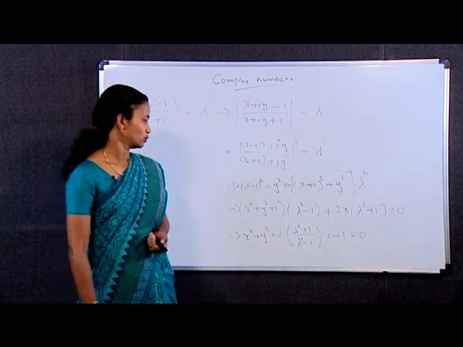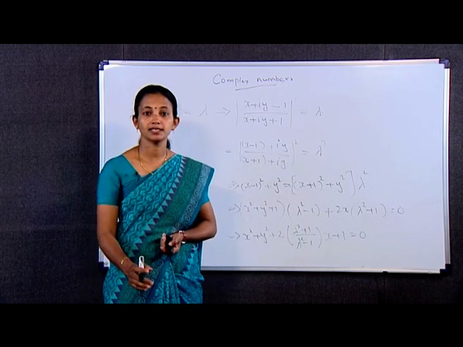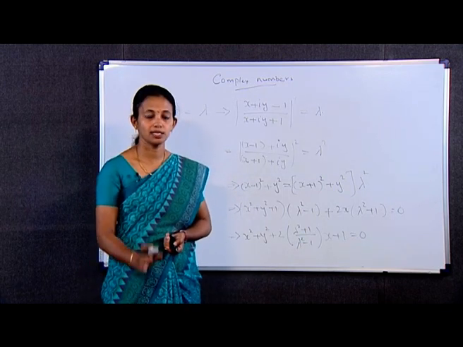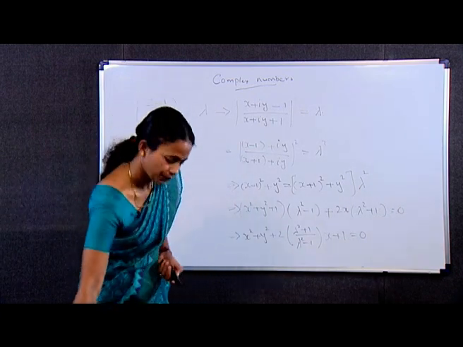Now, we can define a circle. Consider this set: Z such that mod Z minus Z naught is equal to R.